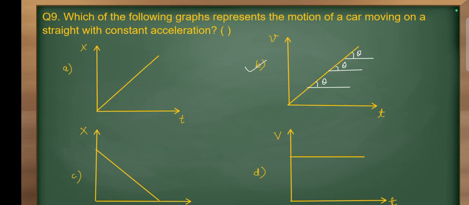Question number 9. Which of the following graphs represents the motion of a car moving in a straight line with a constant acceleration? We know that the slope of a distance-time graph represents the velocity and the slope of a velocity-time graph represents the acceleration. So in option B, the slope at every point is constant. So this represents the constant acceleration. So option B is correct.